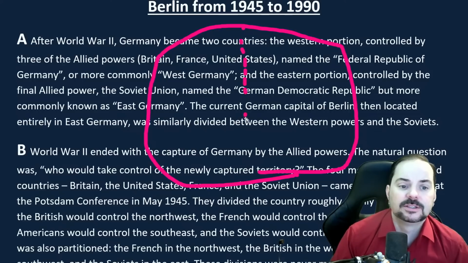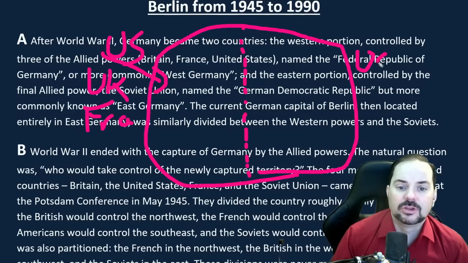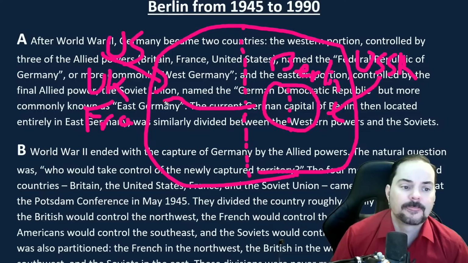Okay, so here we have Germany. Germany is divided. On this side, we have the US, we have the UK, and we have France. On this side, we have the USSR. Okay? And here, we have Berlin, which is also divided between the USSR and the Allied forces.